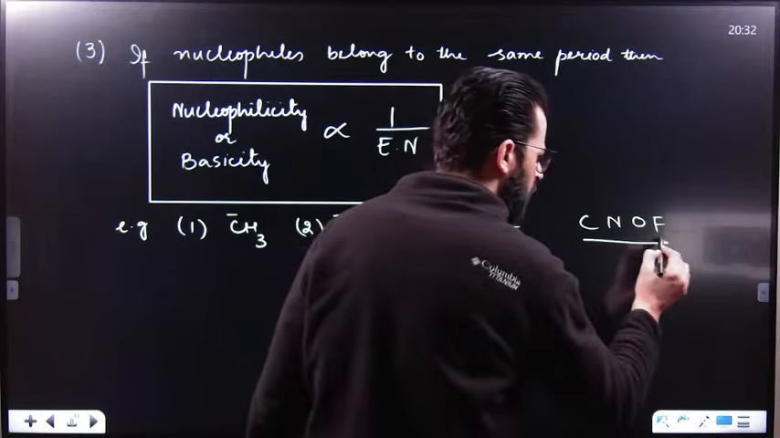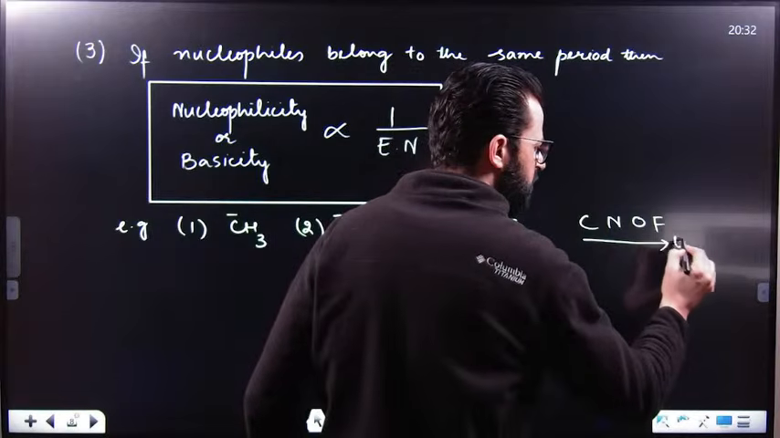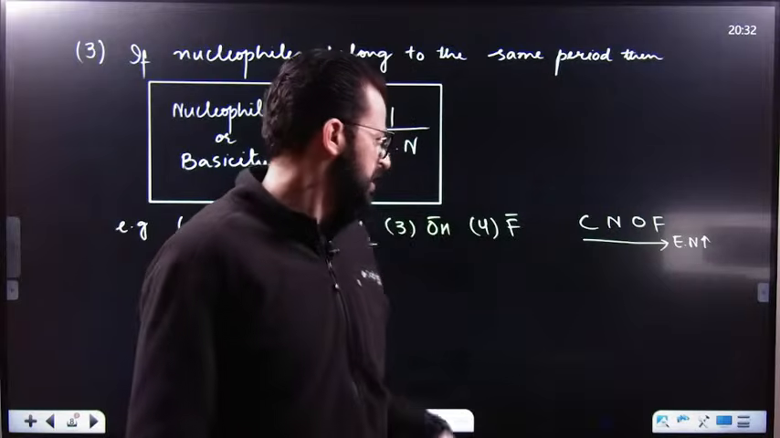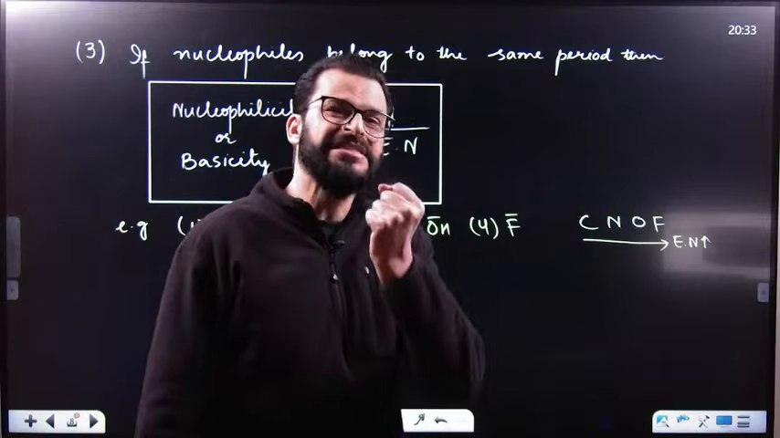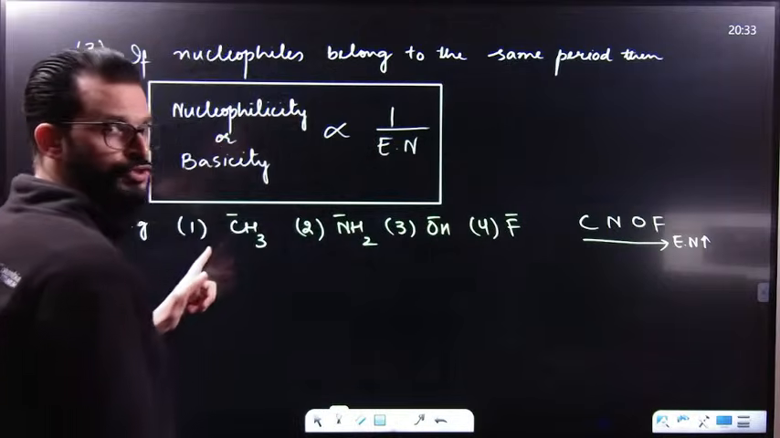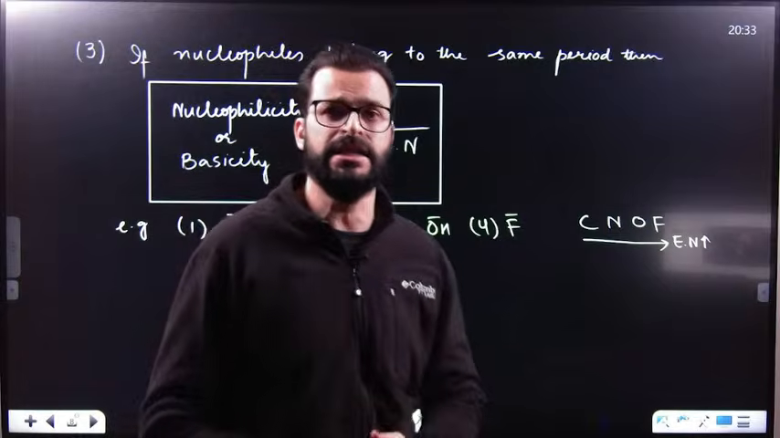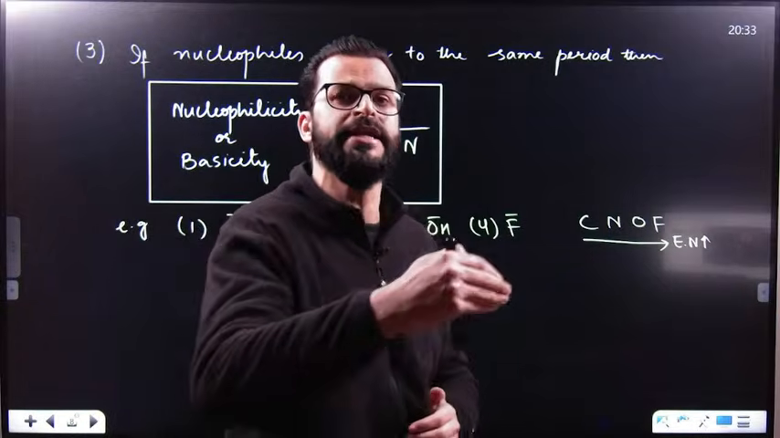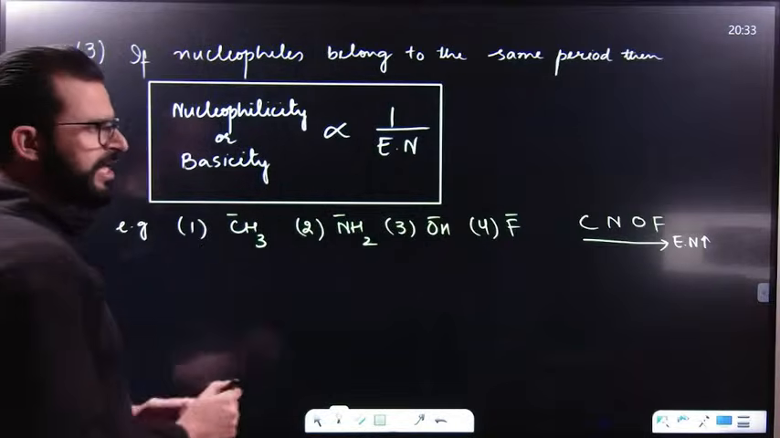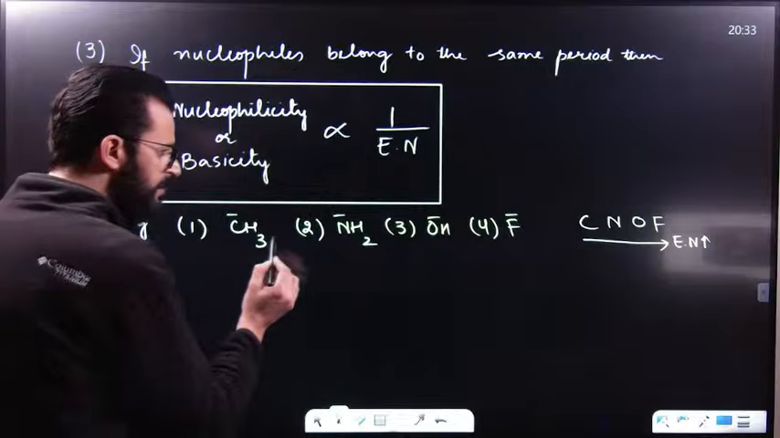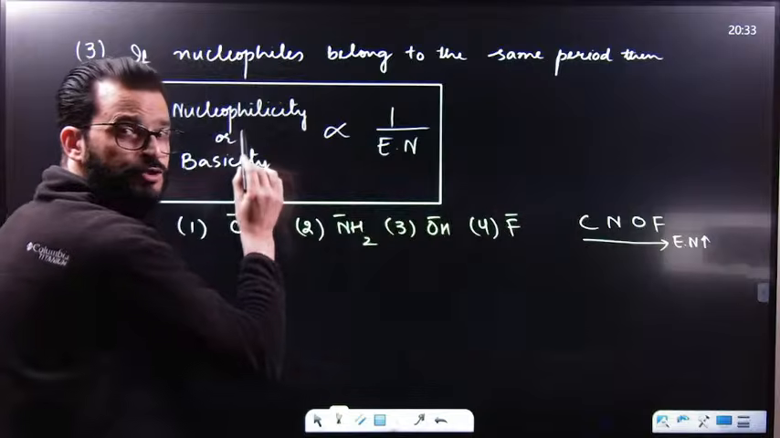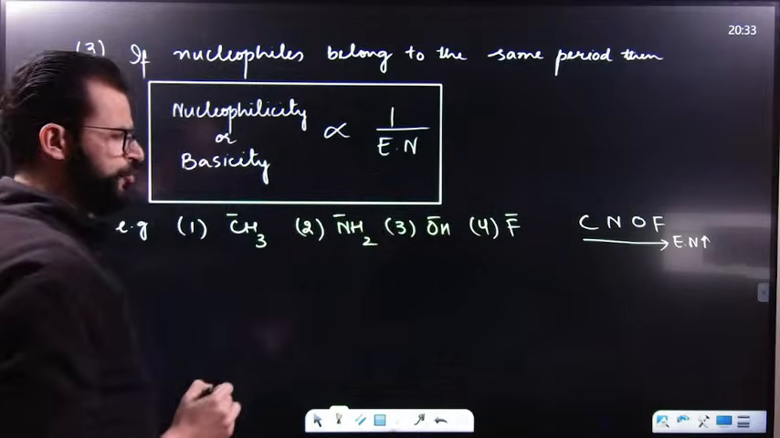When we move along a period, electronegativity increases, and if electronegativity increases, the negative charge or electrons will be tightly held. So which can act as a good nucleophile or base? The one which can donate its electrons easily, whose electrons are loosely held. That means if nucleophiles or bases belong to the same period, nucleophilicity or basicity is inversely proportional to electronegativity.